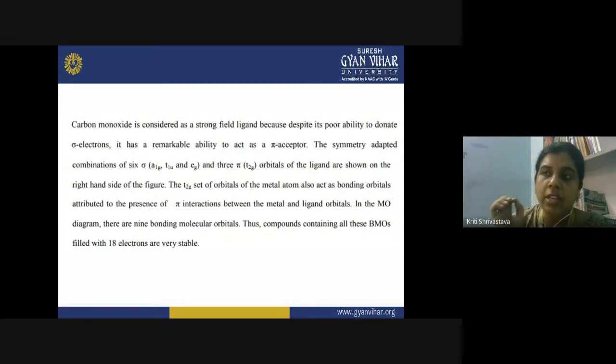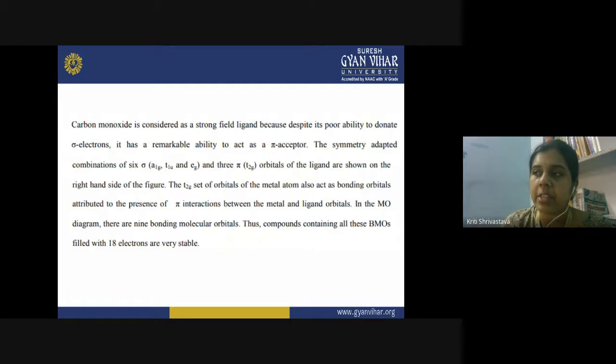So the electronic configuration in the presence of carbonyl, when it reaches nickel, becomes 3d10. This is the special ability of a strong field ligand: it causes the pairing of the electrons. And carbon monoxide is actually a strong field ligand, because despite its poor ability to donate sigma electrons, because the carbon has two electrons in its HOMO, it shows a poor ability to donate these electrons. But its ability to accept pi electrons is remarkable.